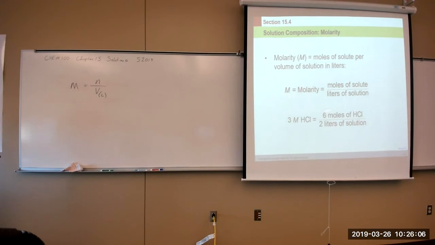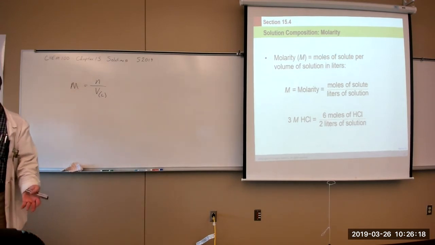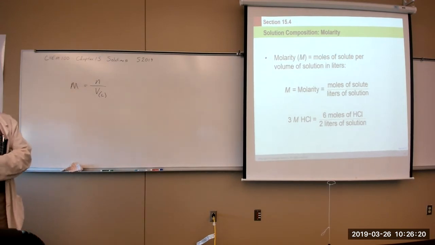So 3 molar hydrochloric acid would be 6 moles of hydrochloric acid in 2 liters of solution. Or it could be 3 moles in 1 liter. Right? Or it could be 1.5 moles in 1/2 liter. You know, it's the ratio. This is an intensity factor. It doesn't matter how much you have, the concentration is still the same.